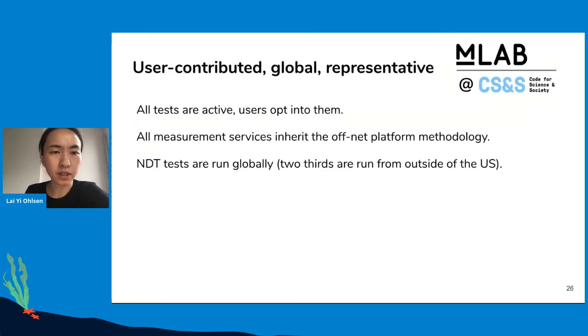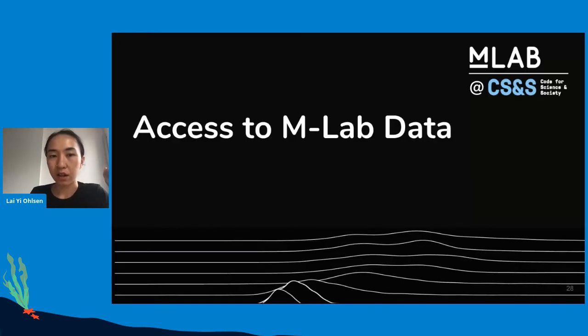I also didn't mention that all of our tests are active, meaning that users opt into them. So it's never the case that a test is running without the user's permission. What does happen, though, is some users opt to have random or recurring measurements run, and we'll talk about that a bit more later. But even with those cases, a user would opt in at the beginning.